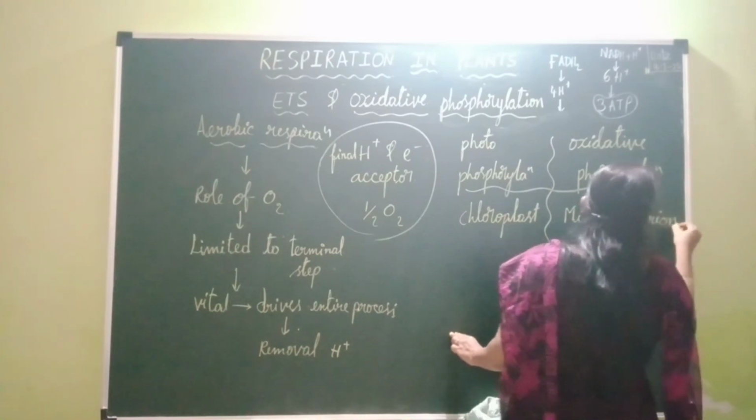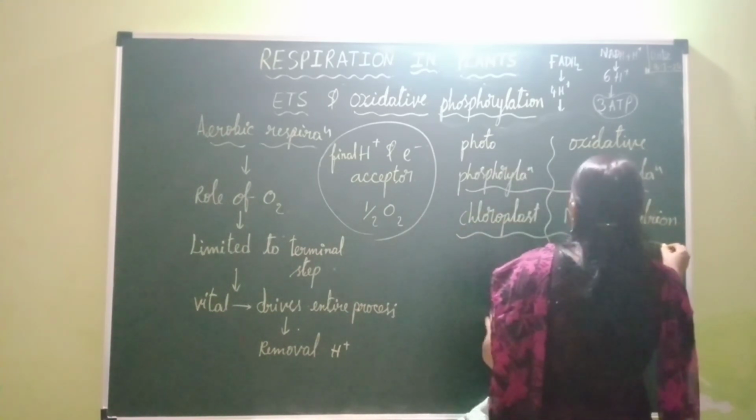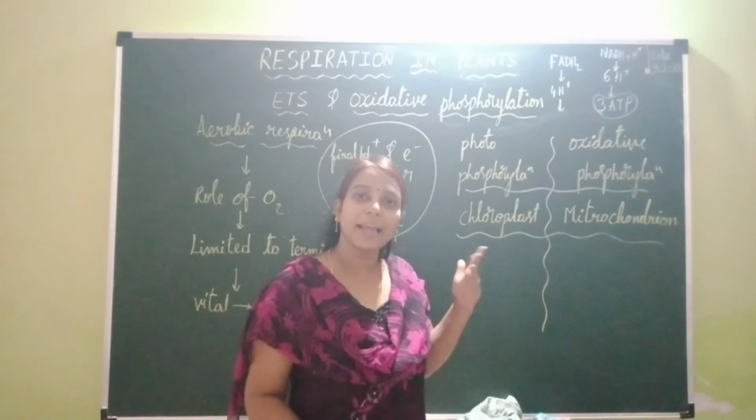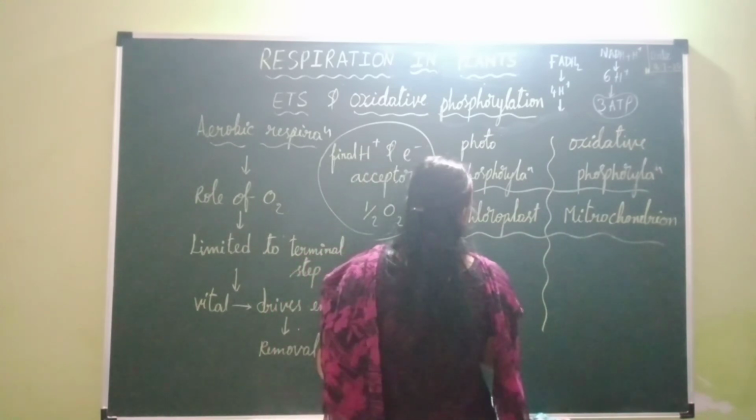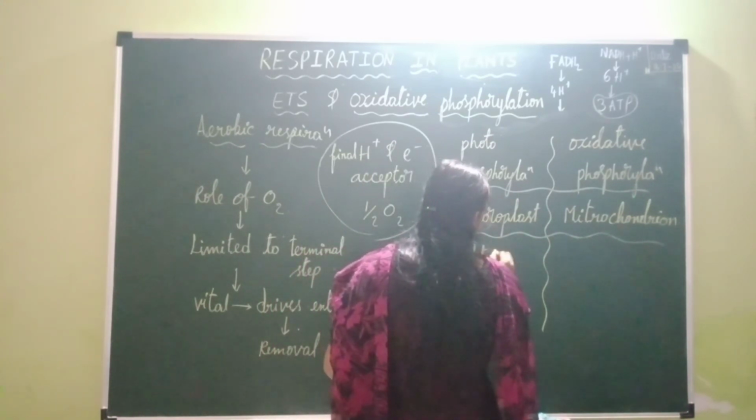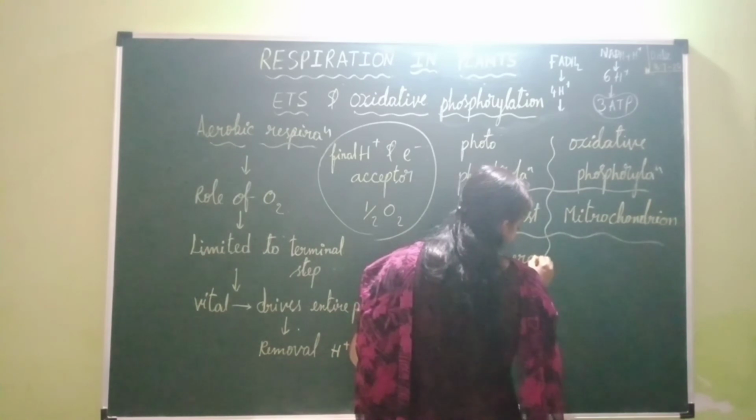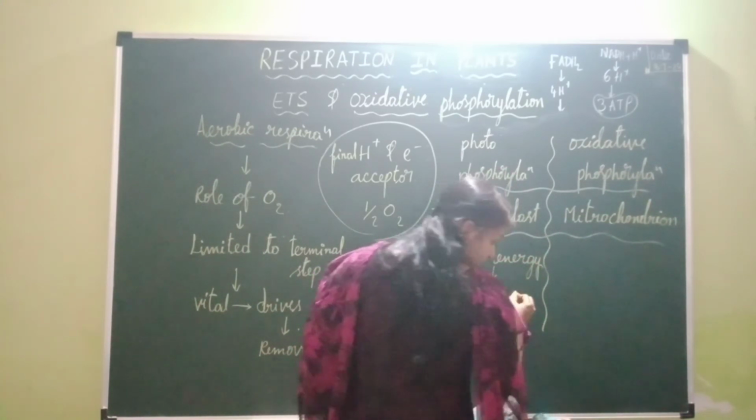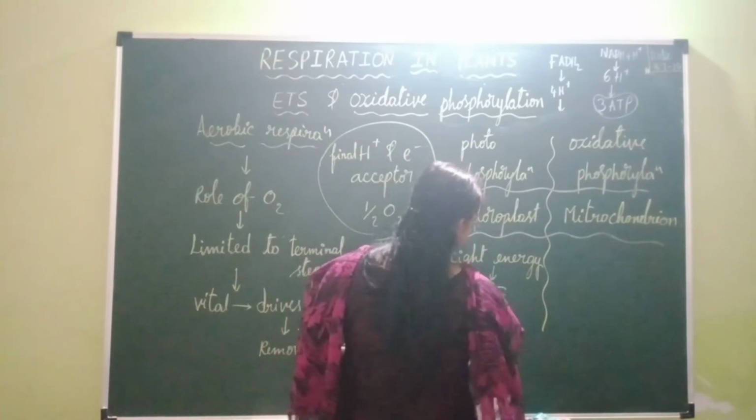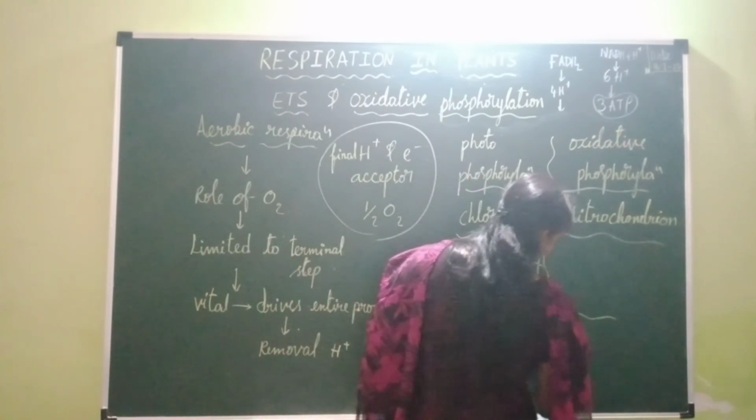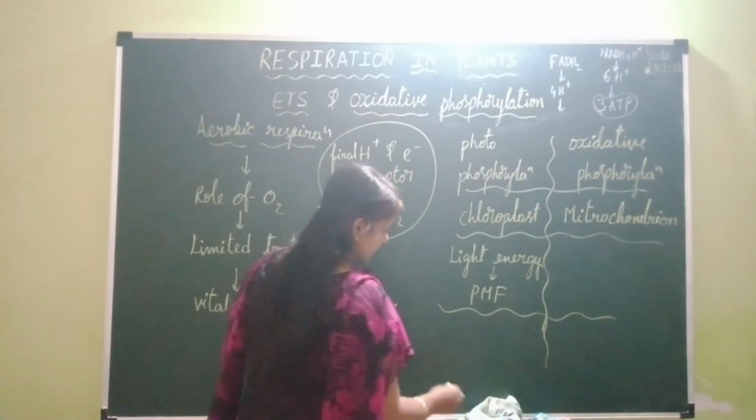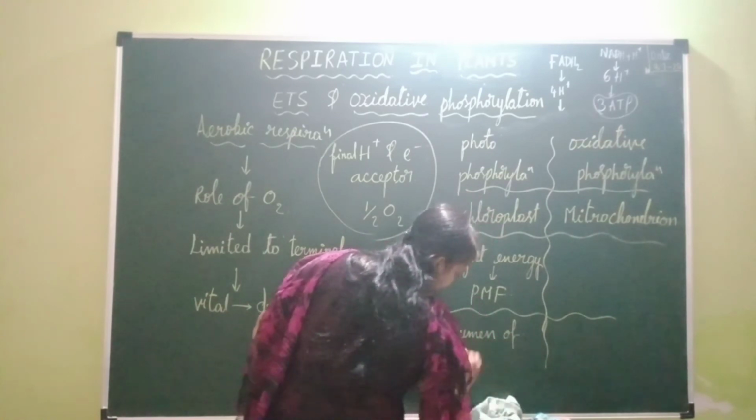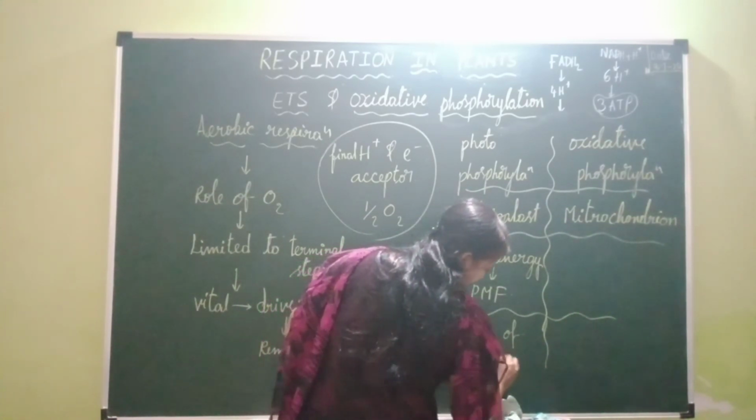The proton motive force which is developed inside the chloroplast is developed by utilizing light energy. So light energy is utilized for the development of proton motive force in the case of chloroplast. Proton motive force is nothing but a proton gradient. And it is developed inside the lumen of the thylakoid membrane.